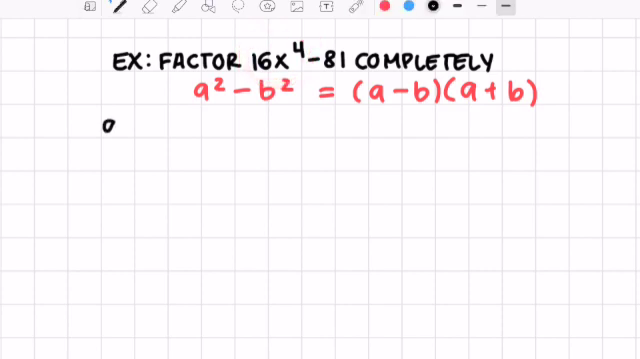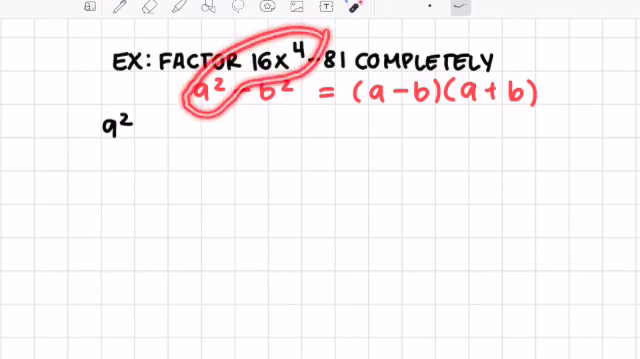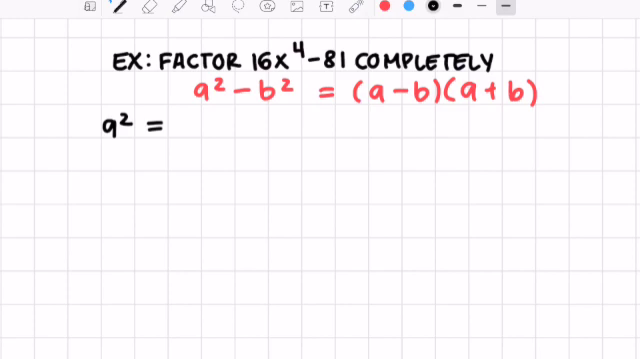We know that our a squared is supposed to be the first term, which over here we have 16x to the power of 4. And for our b value, our b squared is supposed to be 81.